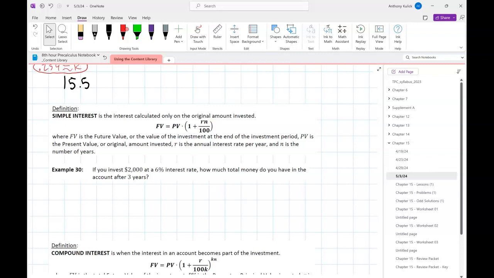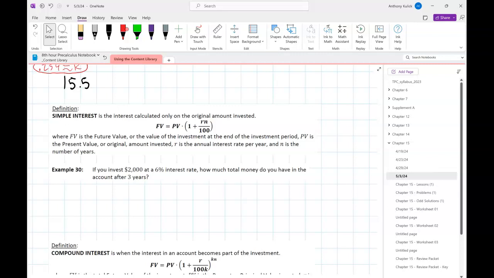But simple interest is the interest is based only on the initial investment. So if you invest $100 at 5% over 3 years, the first year you get paid $5 in interest, 5% of 100. The second year, you get paid still $5, 5% of 100. Third year, get paid $5, just 5% of 100. So you ended up making $15 over the course of 3 years. Everybody okay with that idea?